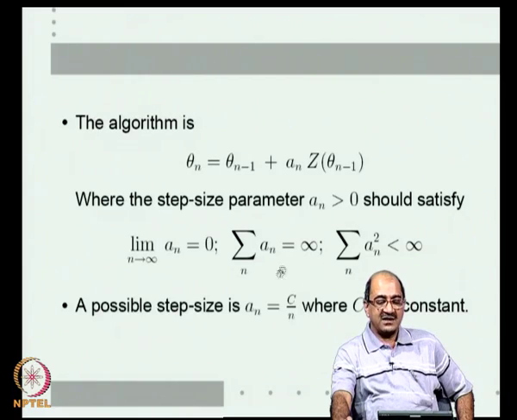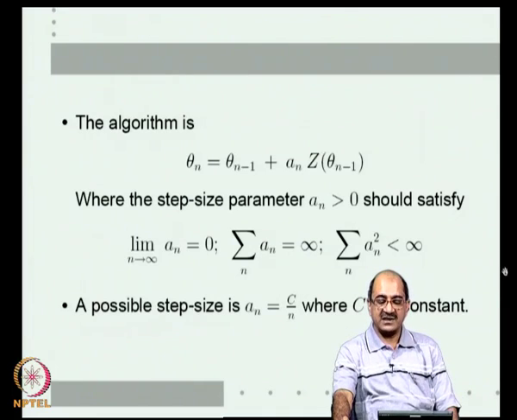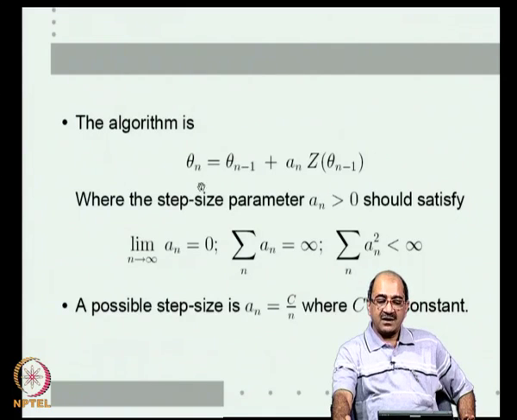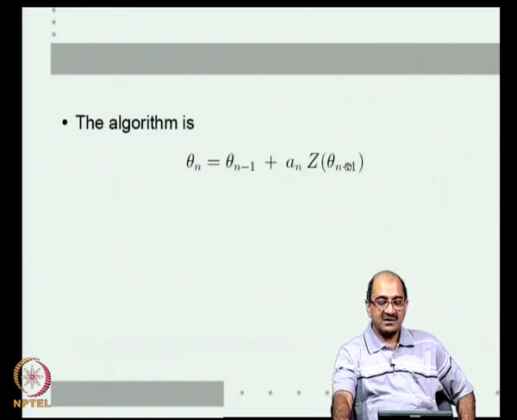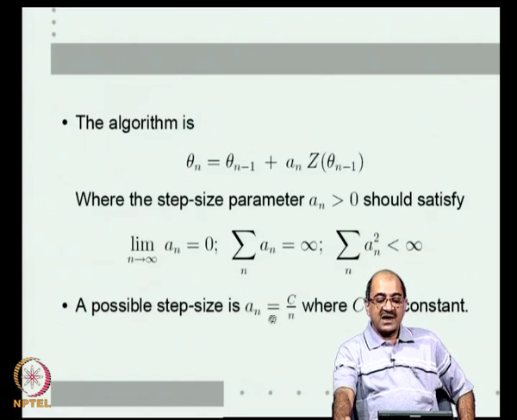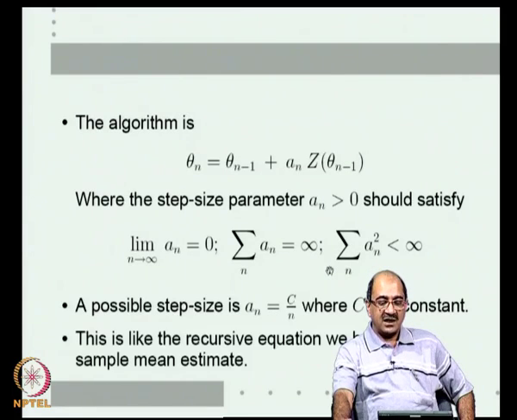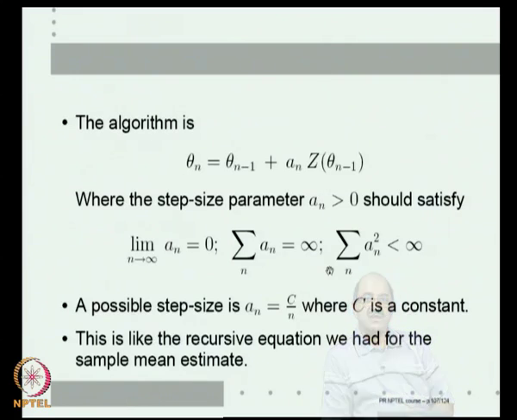For example, a standard a n that satisfies this is something that varies as 1 by n. If I take a n to be c by n, then as n tends to infinity a n goes to 0. As you know, the sum of 1 by n is infinity, but the sum of 1 by n square is less than infinity. So, such an a n always satisfies this. Essentially, we get theta n equal to theta n minus 1 plus 1 by n times z theta n minus 1, where the expected value is dou by dou theta of L f x n minus 1. That is what I will get if I take a n to be 1 by n, and that is exactly the recursive equation we had for the sample mean estimate.